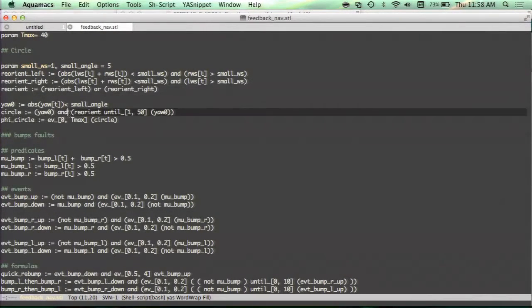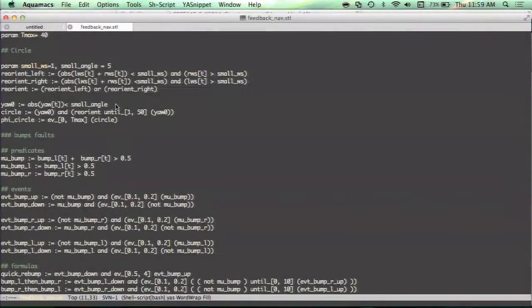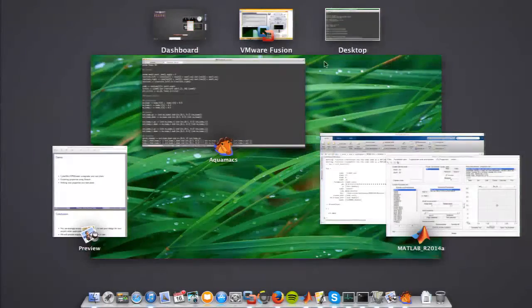And the circle property, the property that will detect this behavior, is going to check this at every time and see if there is any time in 0 to Tmax where this is true. Okay. I think I can make this more visual using another tool.